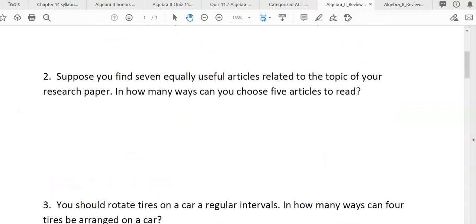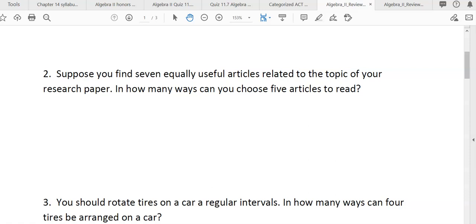Suppose you find 7 equally useful articles related to the topic of your research paper. In how many ways can you choose 5? I think order doesn't matter here because I'm just picking 5 out of 7. It doesn't really matter which one I choose first. It's not more valuable. So you're going to use nCr, and it is 7 choose 5, right?